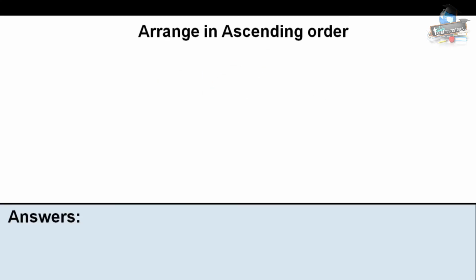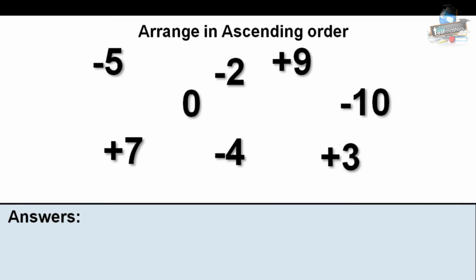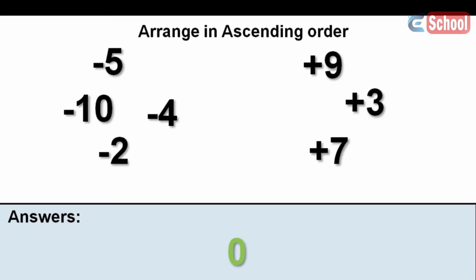We can use these inequality signs when we arrange things in order. Let's put these numbers in order. We know all negative numbers are less than 0 and all positive numbers are greater than 0. So we put 0 in the middle first. Now we can group all the positive numbers together and all the negative numbers together.